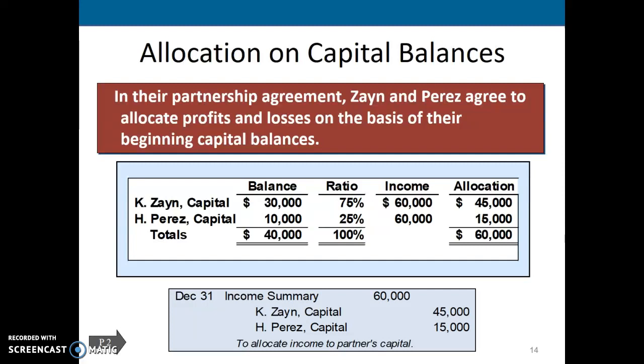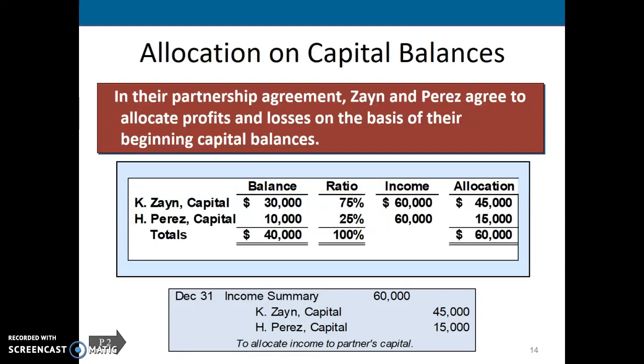We would look at Zane. We see that the capital balance was 30,000 and Perez has 10,000. That's based off of their initial investments if we look back at that original entry. So we have a total of 40,000. Then we have to figure out what percentage each one has of that total 40,000. We take Zane's 30,000 divided by 40,000, and that gives us a 75% ratio. Then we do the same thing for Perez. We take 10,000 divided by 40,000, and we get a 25% ratio for Perez. So those are the respective ratios of income that each of them would get.